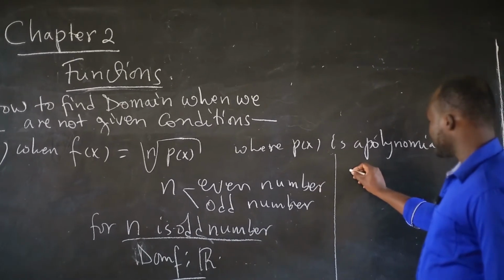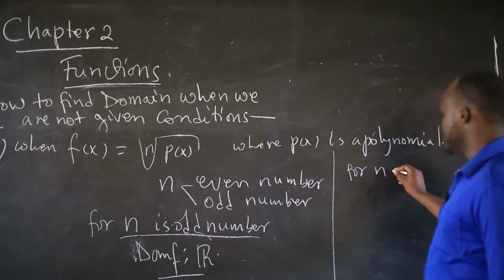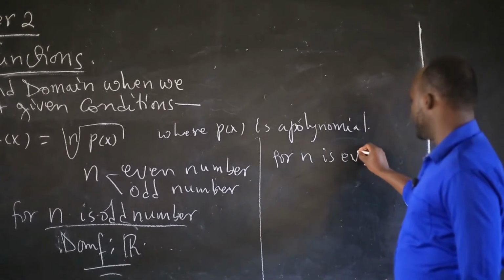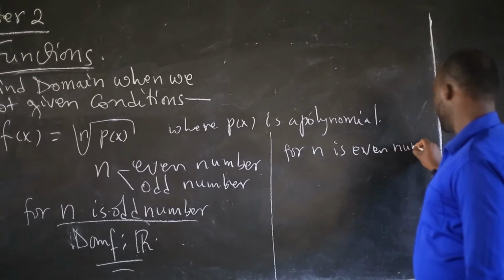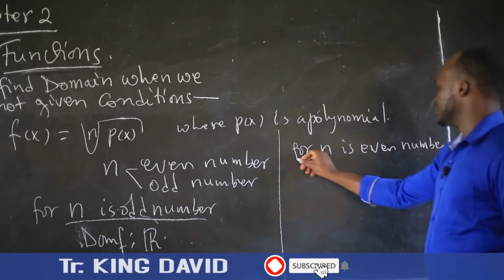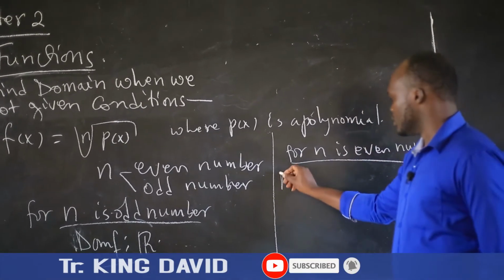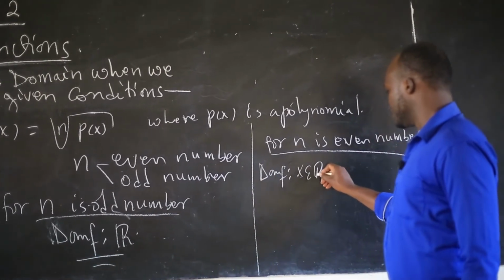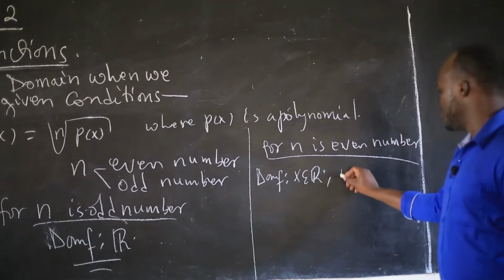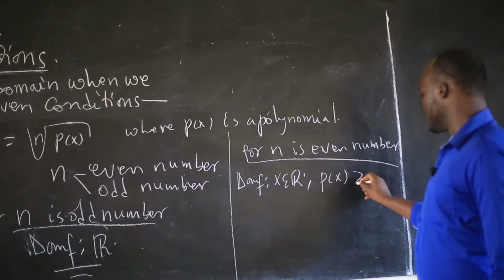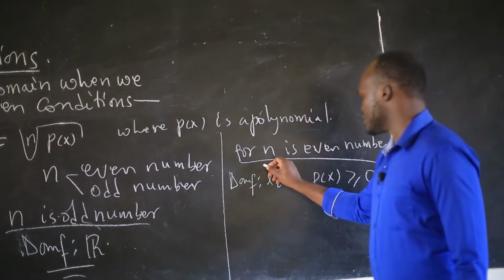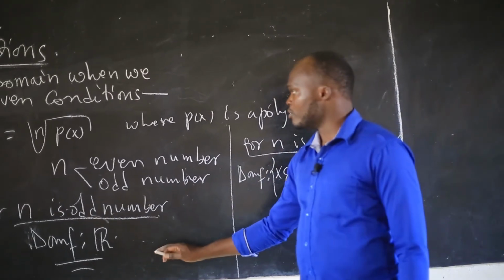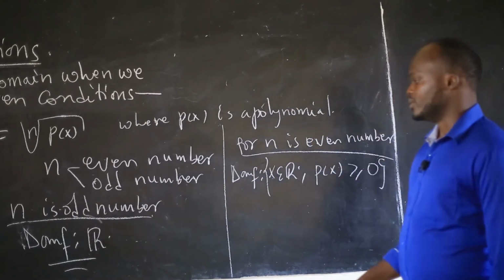But for n is even number, domain, we say that dom f, we say that x is a member of real number such that p of x is greater or equal to 0. That's the condition. But when n is odd number, we don't have a condition. We say that domain is real number.